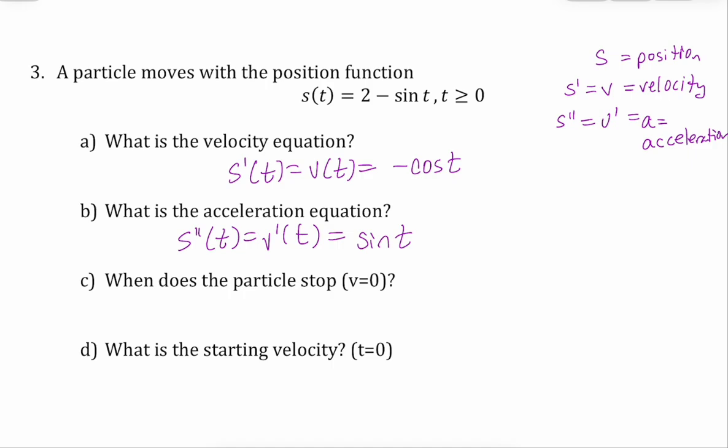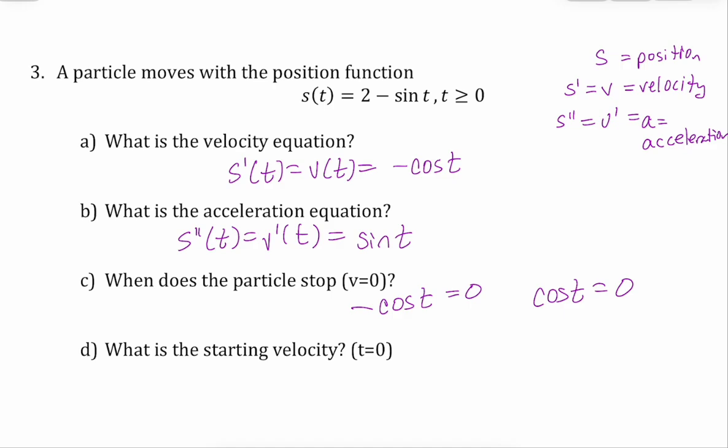When does the particle stop? That is when our velocity equation equals 0. So where is the cosine equal to 0? Now let's think about our cosine. Our cosine on the unit circle is our x value. Our x value becomes 0 at 90 degrees, pi over 2, then down again at 3 pi over 2, and then 5 pi over 2, or going backwards. So it's every 180 degrees from pi over 2.